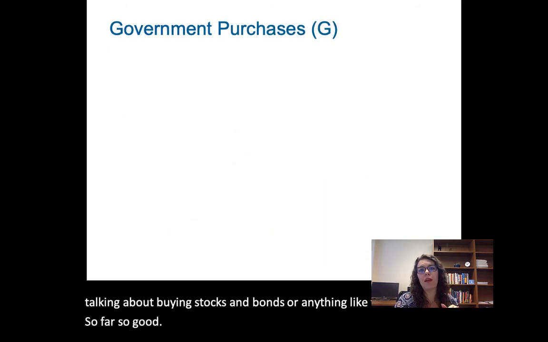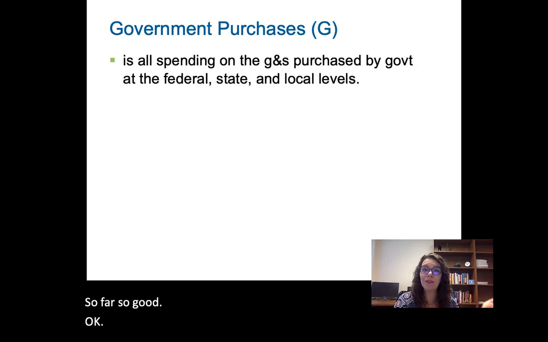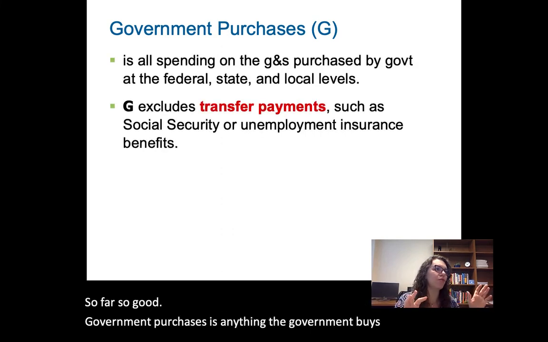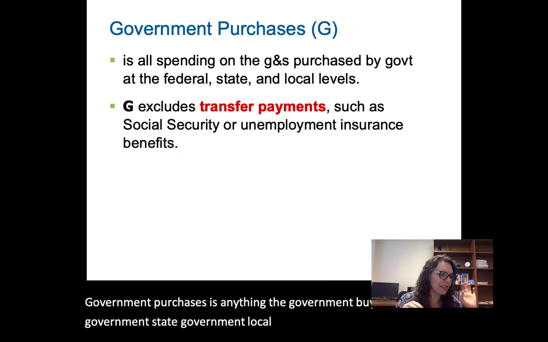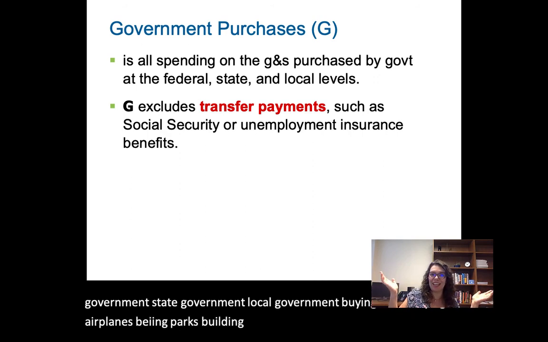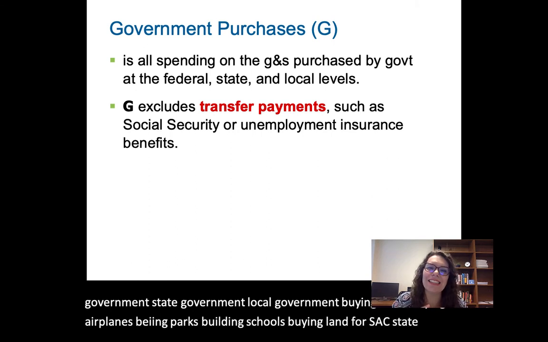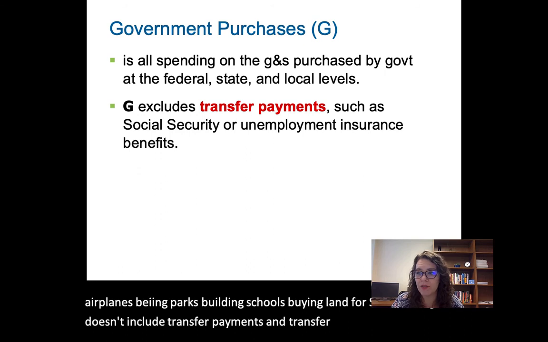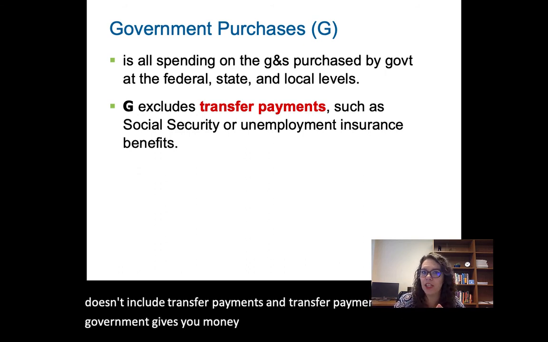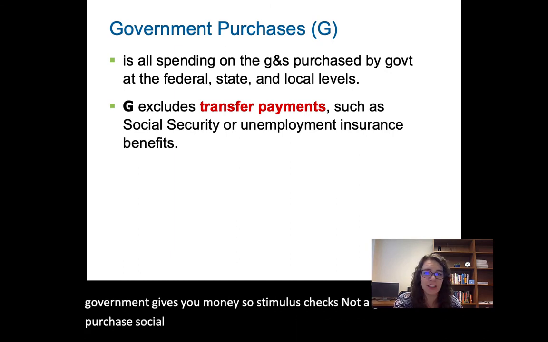Okay. Government purchases is anything the government buys. That's federal government, state government, local government, buying tanks, buying airplanes, buying parks, building schools, buying land for Sac State, right? It doesn't include transfer payments. And transfer payments is when the government gives you money. So stimulus checks, not a government purchase. Social Security, not a government purchase. Unemployment insurance, not a government purchase.